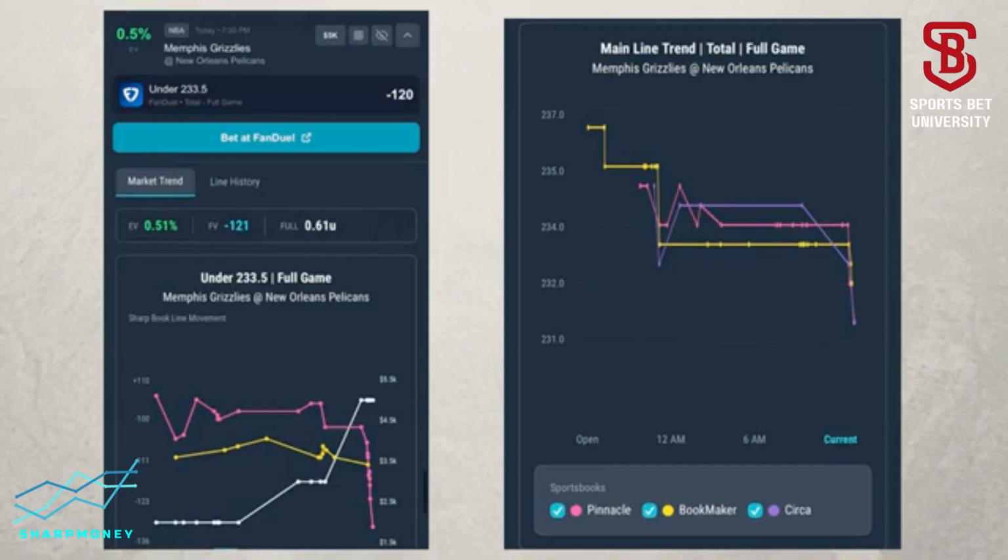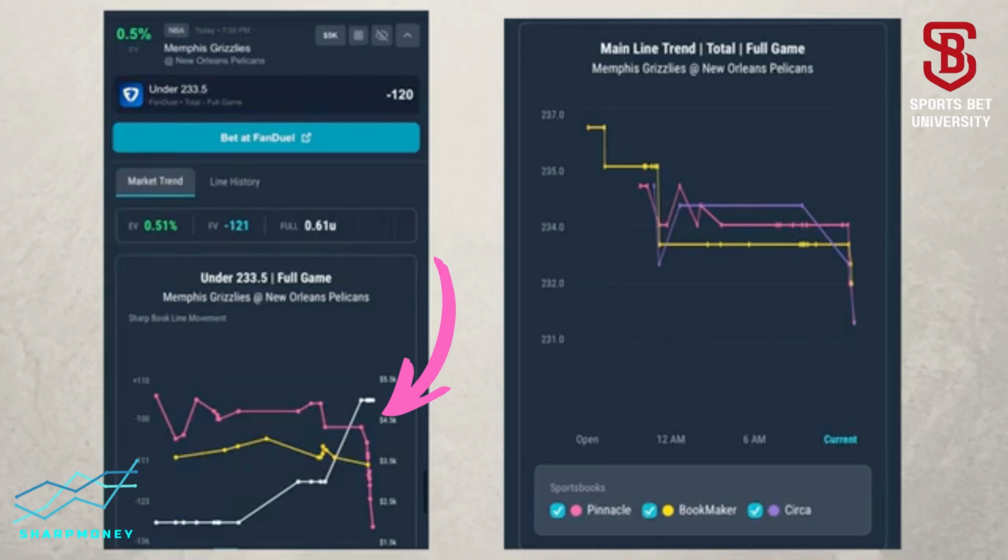So let's first talk about why we want to see odds dropping, like we see that pink line dropping at the bottom of this chart. We see that Pinnacle had their odds set to right around plus 100, and then it absolutely tanked down to about minus 130. So it went from plus 100 odds for this bet to minus 130. That's a 30-cent drop in odds.